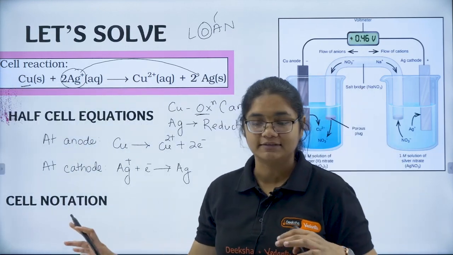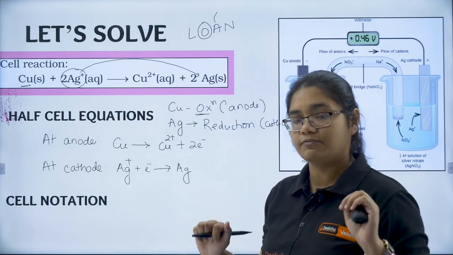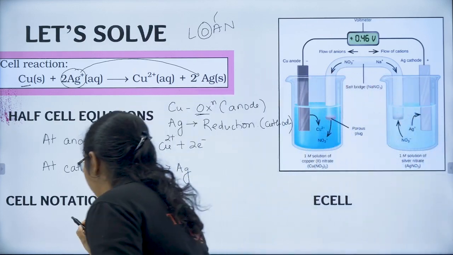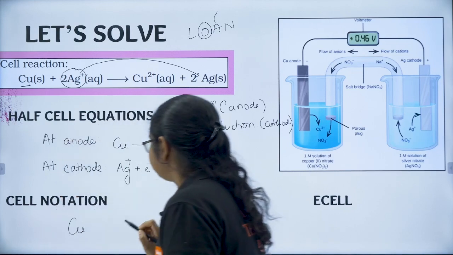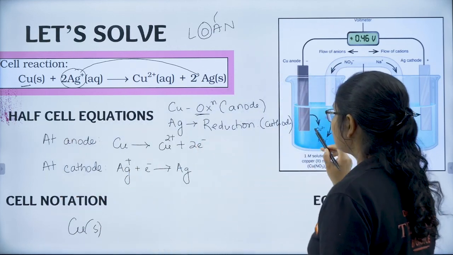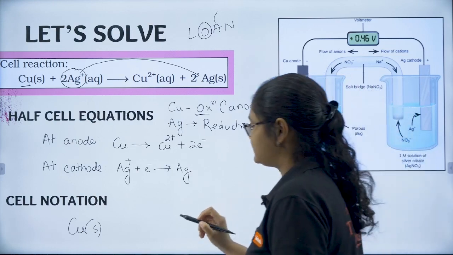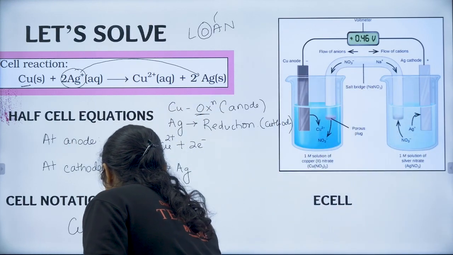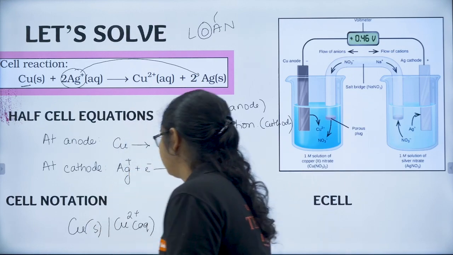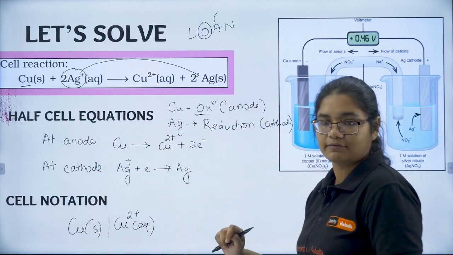I taught you how to write the cell notation just now. We'll start from the left hand side. So what is here? Copper anode is there. So I have copper rod here. Then it is in the solid state. Then there's a phase change. You have to put a single line here. Then you have to put copper 2 plus in the aqueous phase.